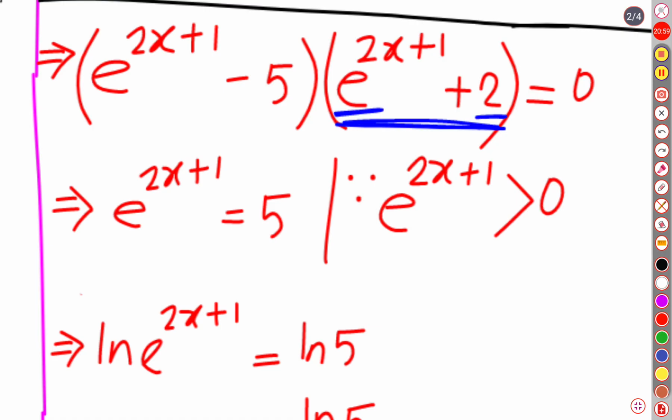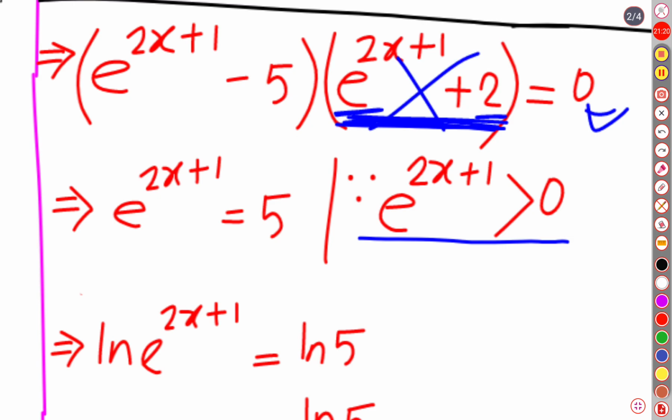This one is also e, the Euler number. Euler number is an exponential number, and an exponential number can never be negative. So if both of them are positive, how can it be 0? It doesn't make sense. That's why we rejected that. E raised to 2x plus 1 is greater than 0. It cannot be 0. We have rejected this. So there remains only the first factor. First factor is e raised to 2x plus 1 is equal to 5.